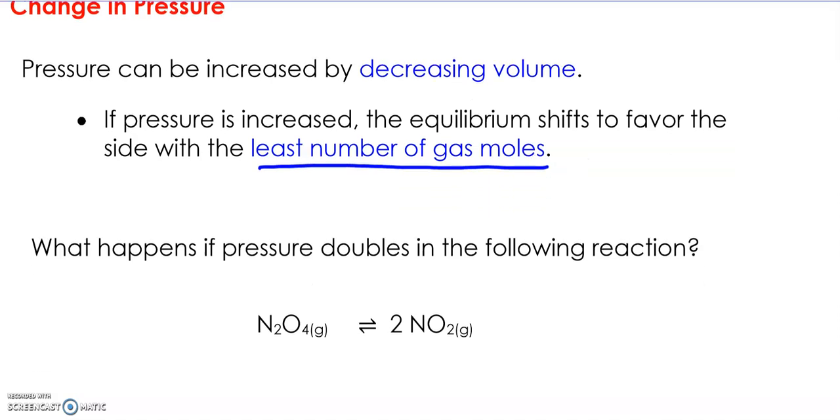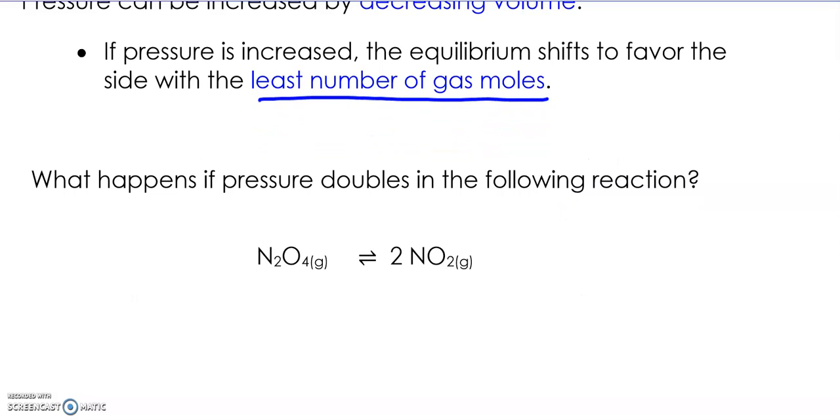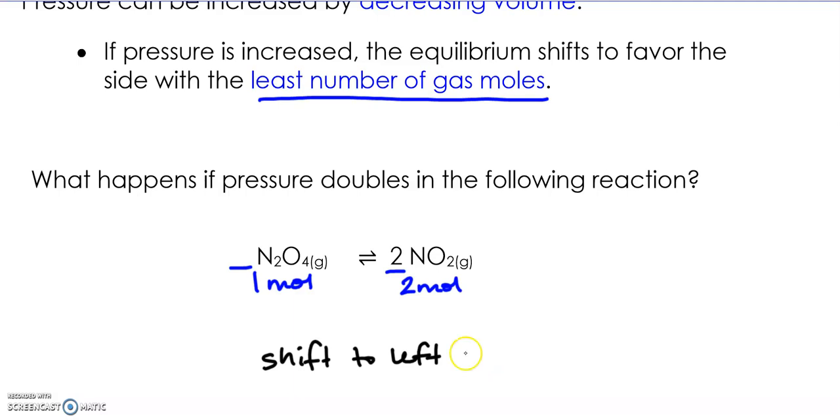So in this reaction right here, what happens if pressure doubles? So pressure increases. Well, I have to look at how many moles I have. Right here, I have 1 mole because there's nothing as a coefficient. On this side, though, I have 2 moles. So it's going to shift to the side with the least number of moles. So it's going to shift to the left. Or another way to say that, oops, I'm going to write it like this, is that it's going to favor reactants to get back to equilibrium.